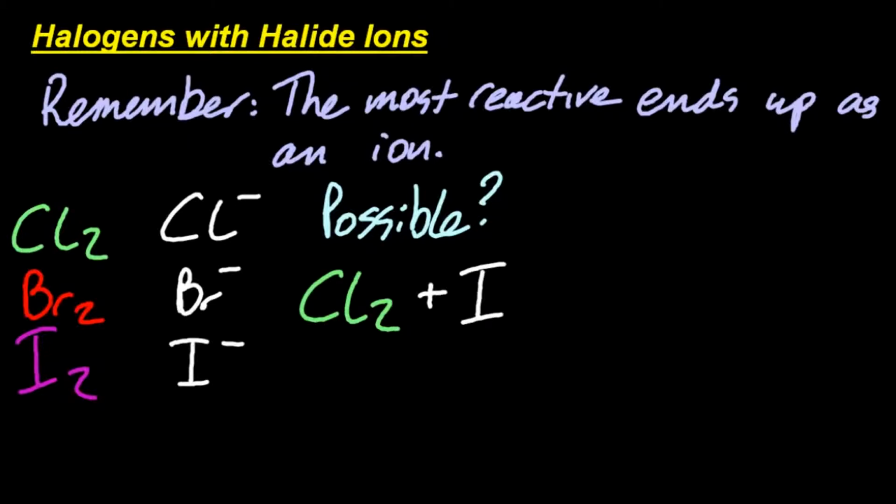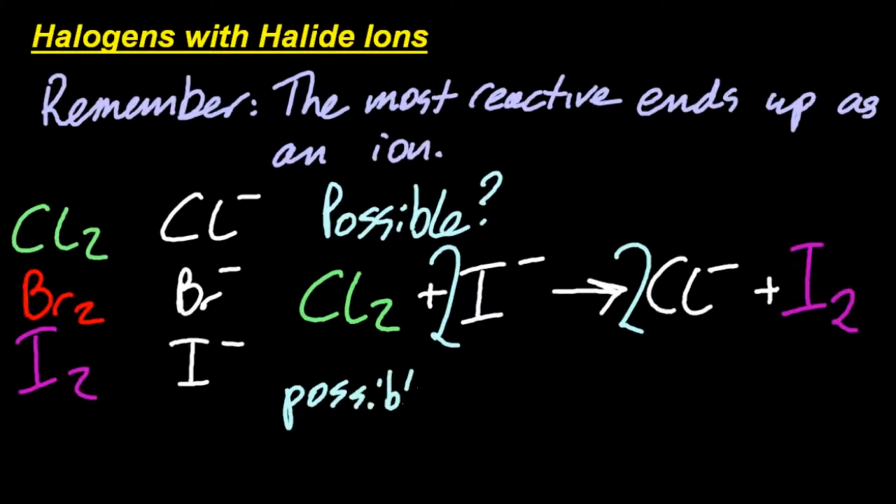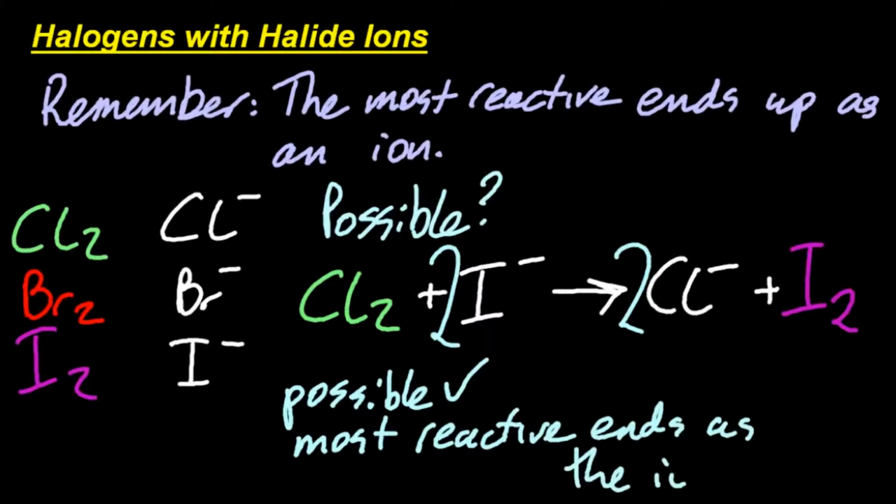And finally, what about this one? Chlorine and iodide. Does that make chloride and iodine? Will it turn from green to purple if I mix all this up? Yeah, that'll work. Chlorine's more reactive than iodine. It's higher in the halogens. So it's possible. Chlorine turns to chloride. The most reactive ends up as an ion.